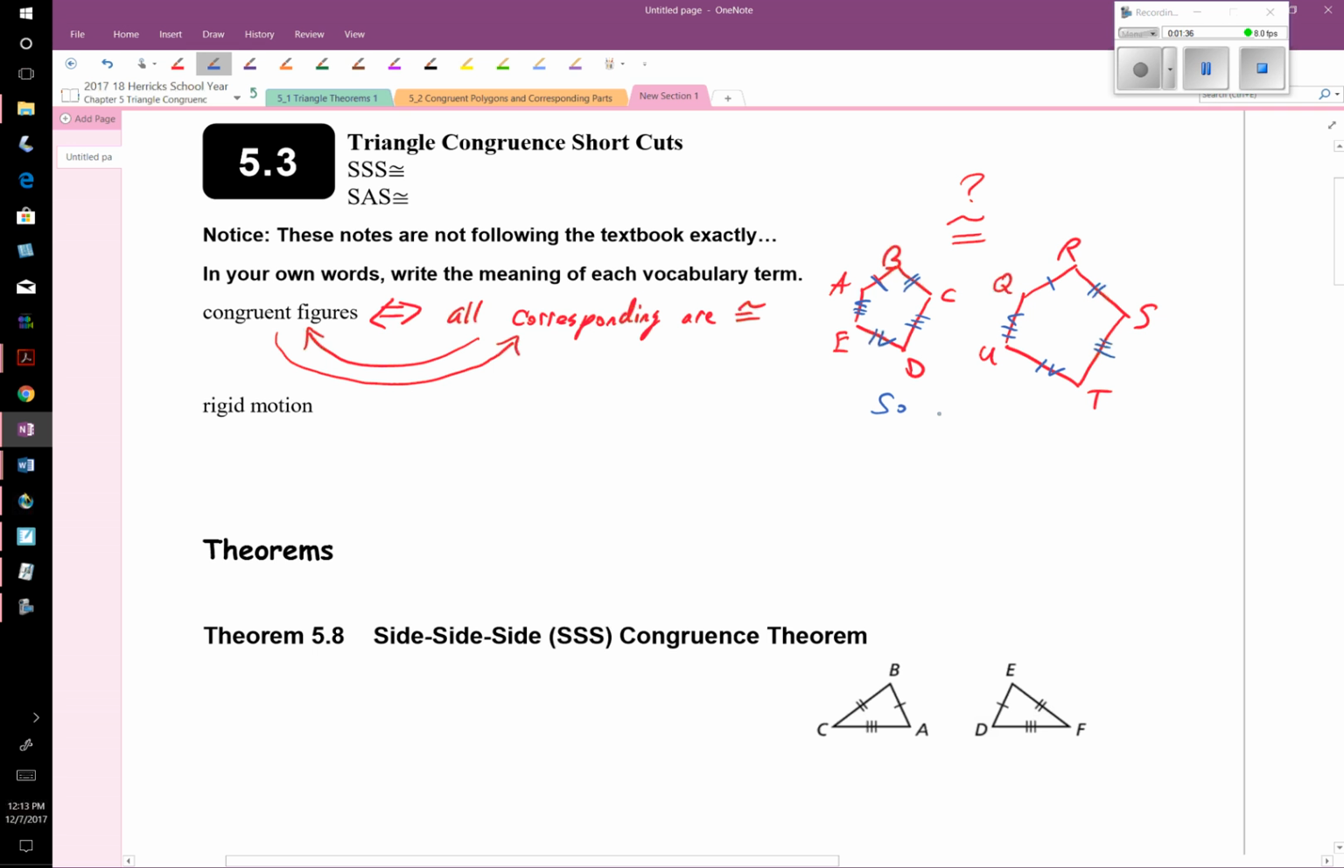So in a polygon with 5 sides, you would have to check 10 different pairs of corresponding parts. Okay, you have to check them to see if they're congruent, to find out if the figures themselves are congruent.